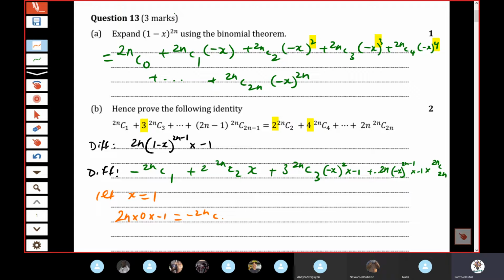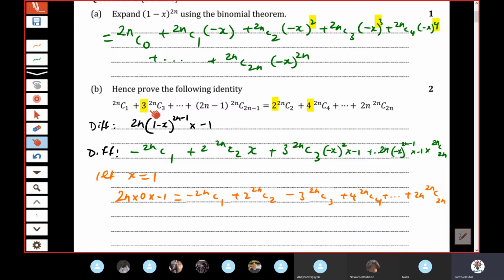You get negative 2n choose 1, plus 2 times 2n choose 2, minus 3 times 2n choose 3, plus 4 times 2n choose 4. I think you should all know the answer. Plus 2n times 2n choose 2n. Look at what I have. Can you see all the negatives are going to go to the left-hand side with the 0, all the positives are going to stay on the right-hand side, and you're done. So this becomes 0, and then all the negatives, let me highlight them, pretty much all your odds, will go to the left.